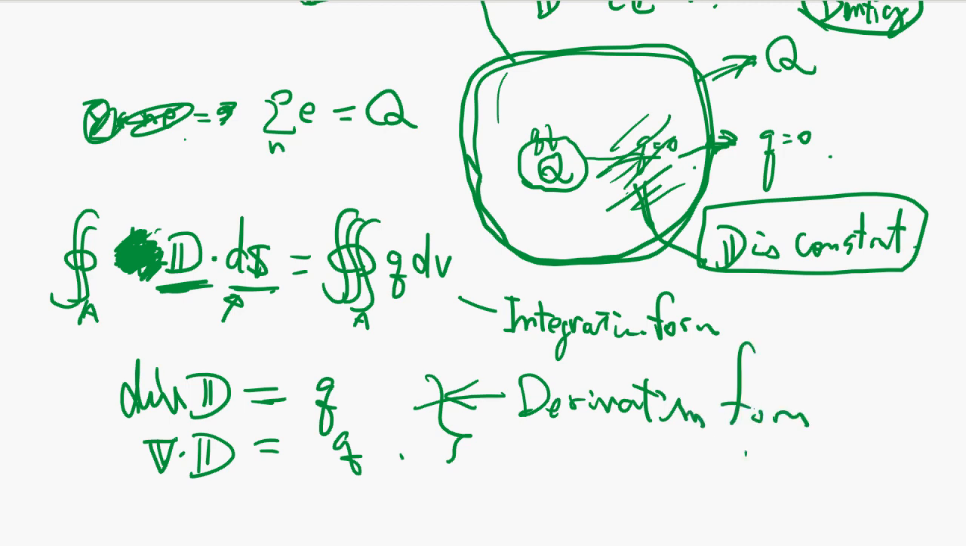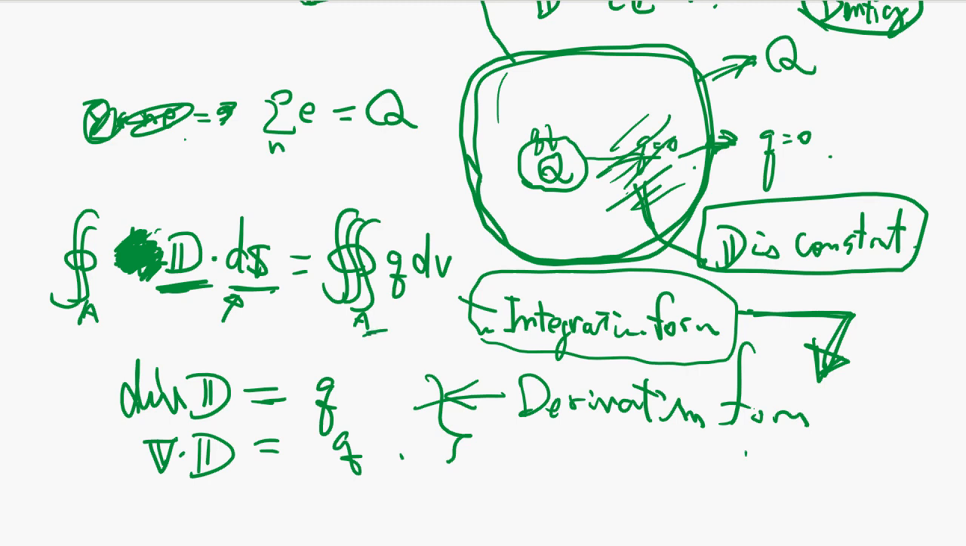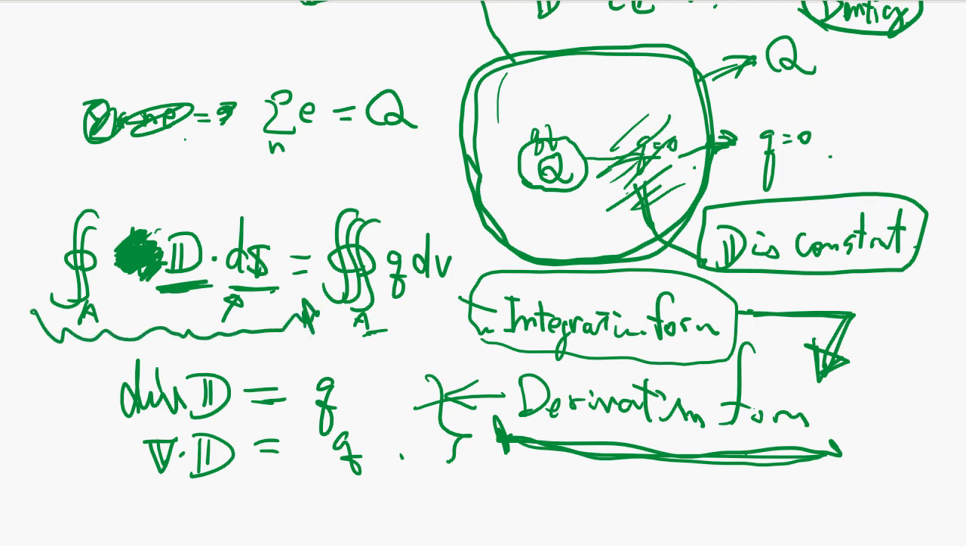Okay, so from integral form to derivative form, you can go only when this Gauss law is correct for any enclosed surface, right? If the integral form is correct for any enclosed surface, then the derivative form is correct. And if the derivative form is correct, you take an integral on both sides, the volume integral changes to a surface integral, then you get this one.